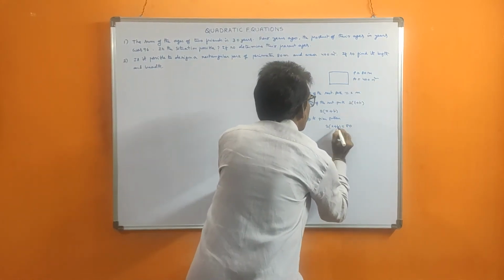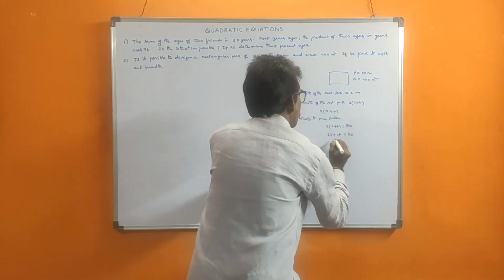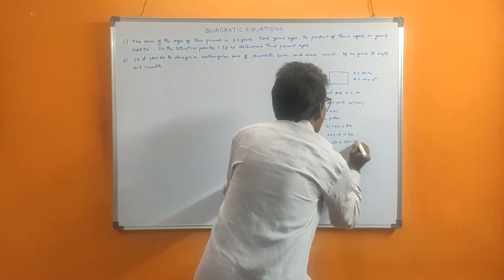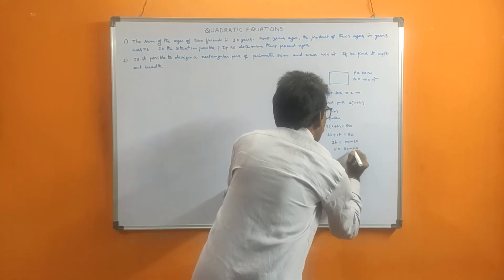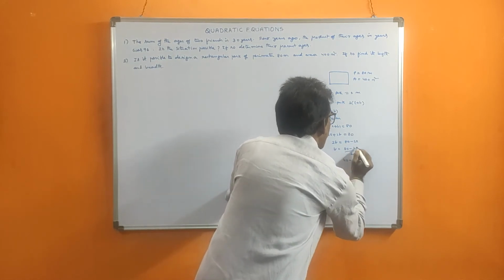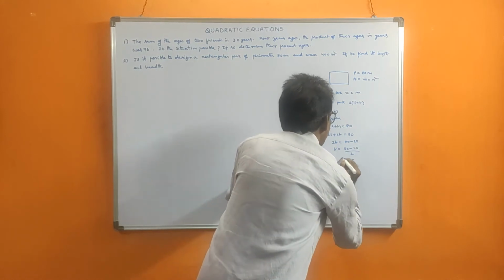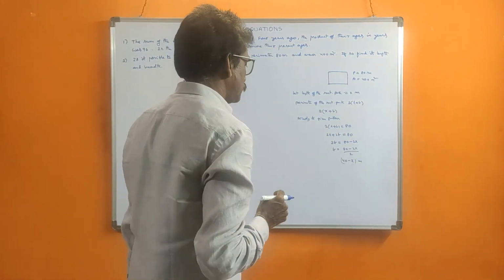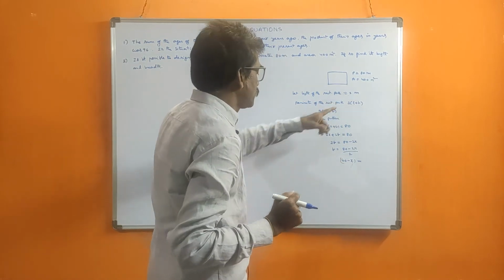So 2x plus 2B is equal to 80. That's why 2B is equal to 80 minus 2x. B is equal to (80 minus 2x) divided by 2. That means 80 by 2 is 40, minus 2x by 2 is x. So B is 40 minus x in meters. So, breadth we got; length is x and breadth is also in terms of x.